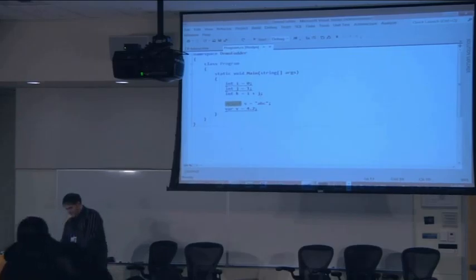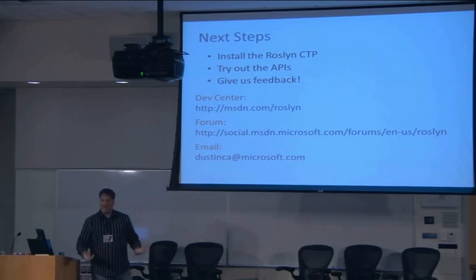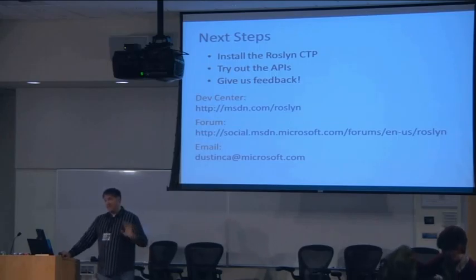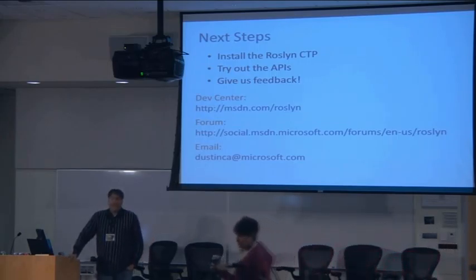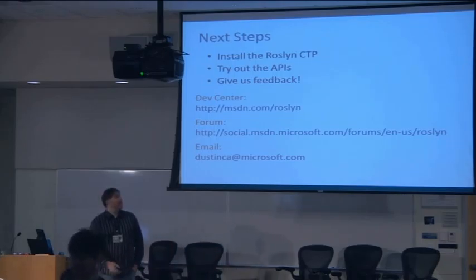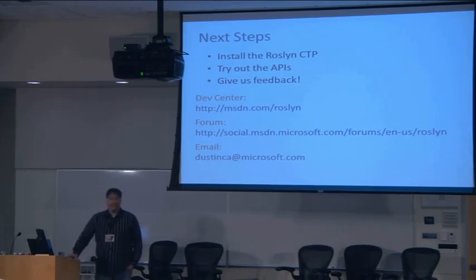Let's just flip back the slides very quickly. Some next steps for you guys. If you haven't checked it out, try the CTP. It's a little dated, I'm not going to lie. We've made a lot of API changes since then, taken a lot of feedback. But that came out back in October. So please try them out. Give us feedback on those APIs if you're interested. The links are up here. There's a Dev Center link for msdn.com/Roslyn, which is where you can go get it. There's a forum link, and there's my email address.